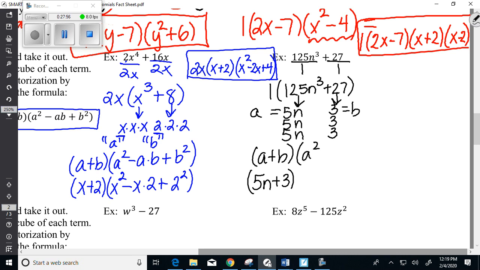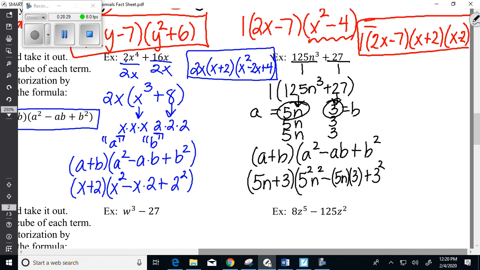A squared. Now here's the tricky part. Notice that A has 2 terms in it, a 5 and an n. That means both parts have to get raised to the second power. 5 to the second and n to the second. You got to do it to both, so just be careful. Minus A times B, so that's 5n times 3, plus B squared, so 3 to the second power.